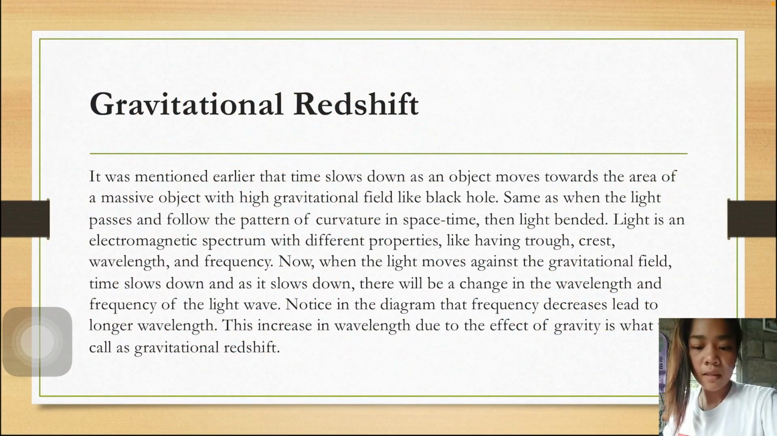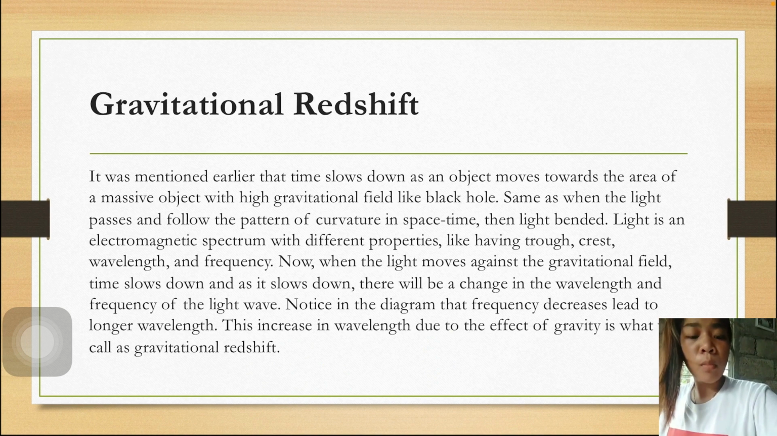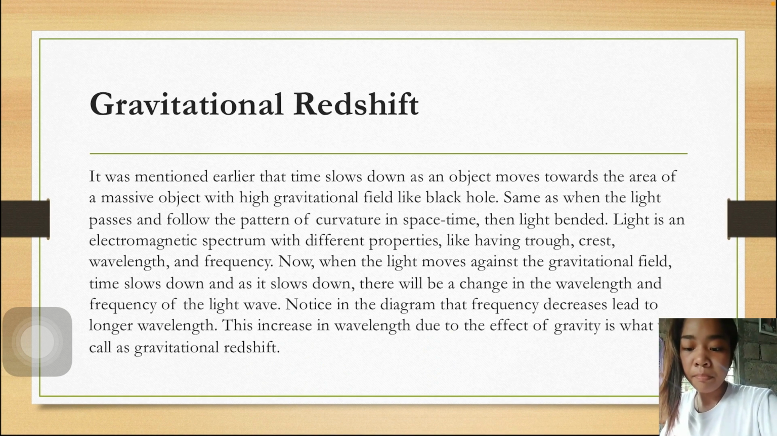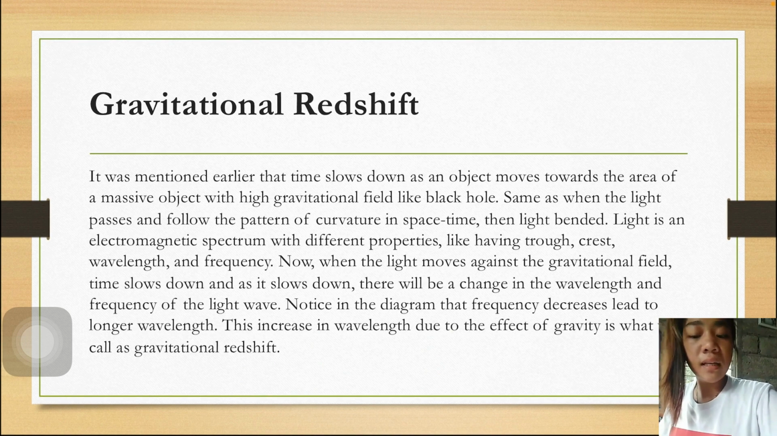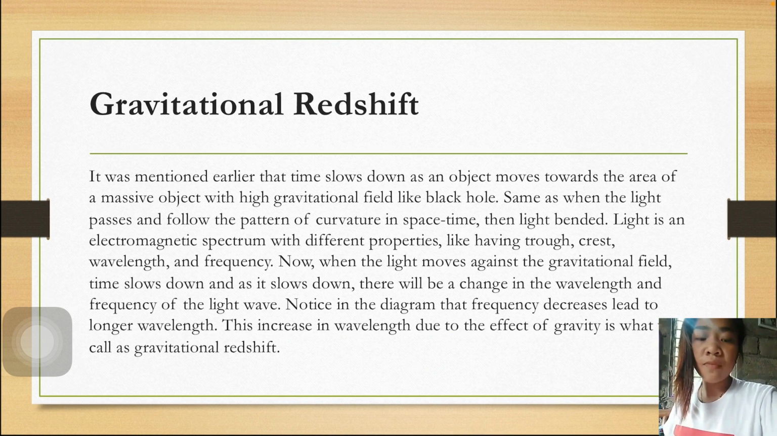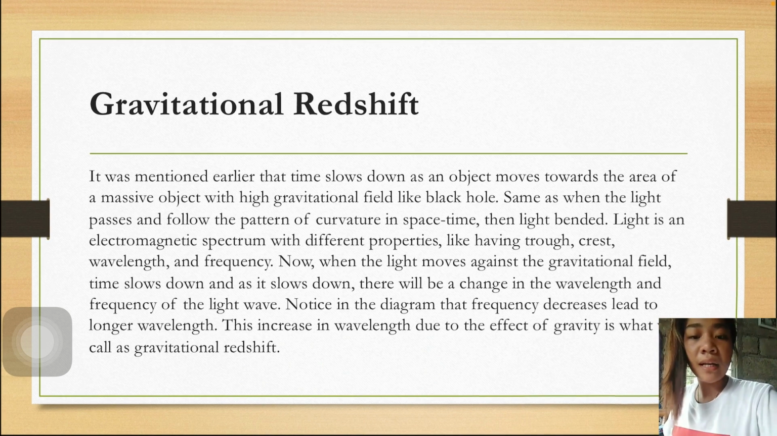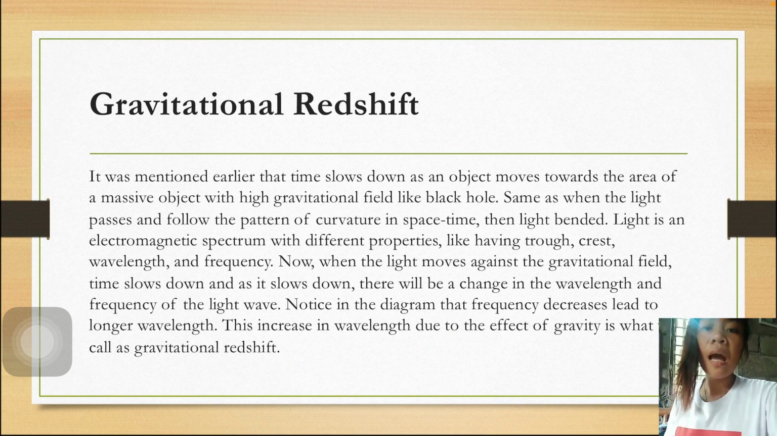Gravitational redshift. Dito naman ang oras daw ay bumabagal kapag ang isang bagay ay gumalaw patungo sa isang lugar na may mataas na gravitational field tulad ng sa black hole. Kagaya rin ito ng liwanag na lumagpas at nagkaroon ng pattern pakurba sa space-time tapos ang liwanag ay nag-bend. Ang liwanag ay tinatawag na electromagnetic spectrum na mayroong iba't ibang properties kaya nagkaroon ng trough, crest, wavelength at frequency.